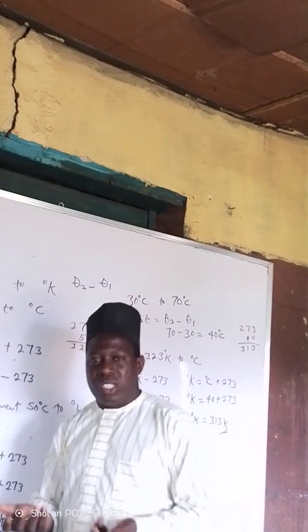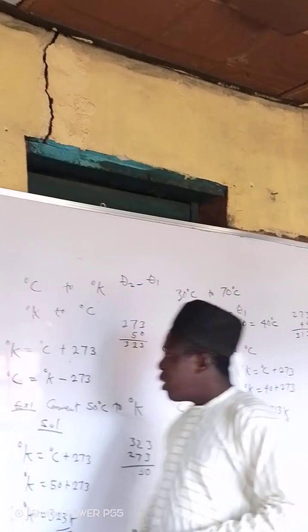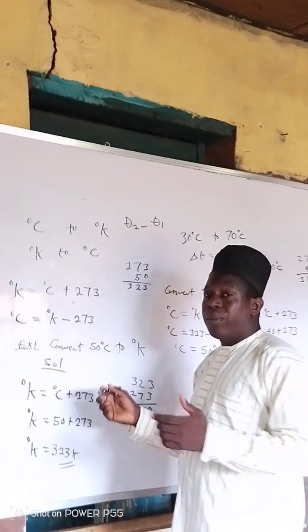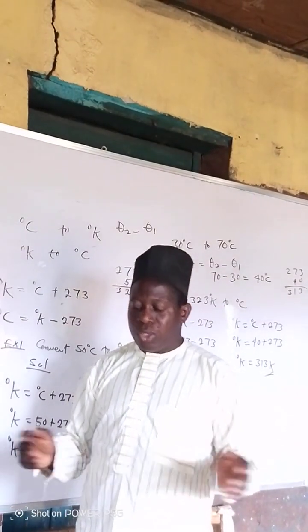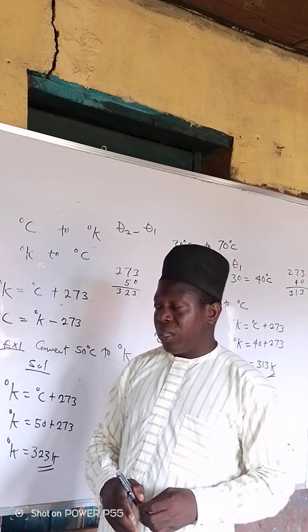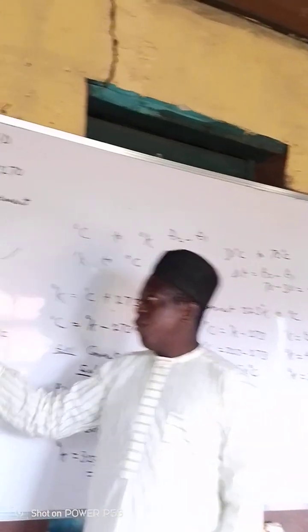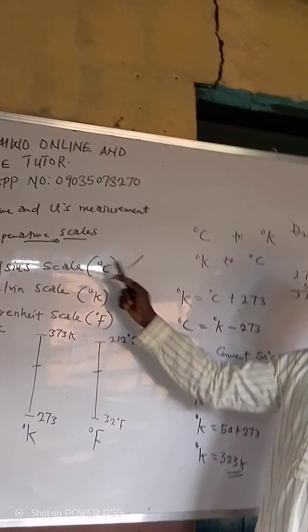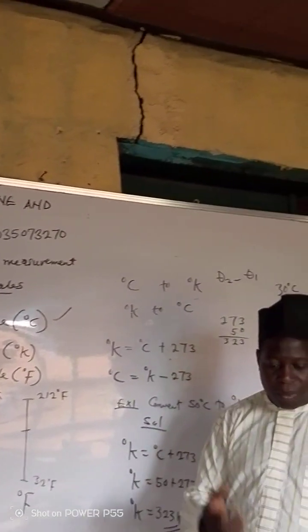Very simple and straightforward to understand. We continue. That is conversion from degree Celsius to degree Kelvin. That's all about it. The next thing that we want to talk about is conversion from Kelvin to Fahrenheit, or conversion from Celsius to Fahrenheit, and vice versa. Join me later.